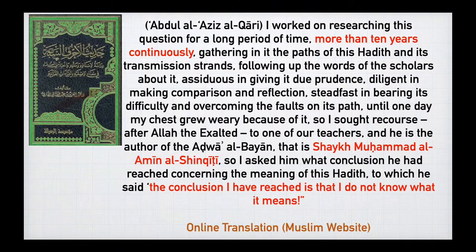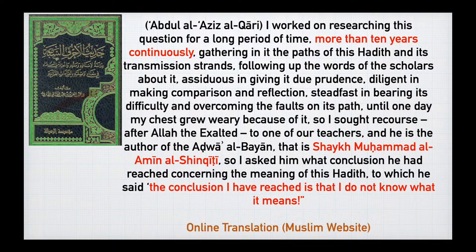So here's a contemporary Muslim scholar, and this is just from a book that we found online, an online translation from a Muslim website. There's a Saudi scholar, Abdulaziz Al-Qari, and he said that he was researching this question about the hadith of the 7 ahruf for a long time. He says for more than 10 years he's been trying to figure out what ahruf means and what the scholars say about it.